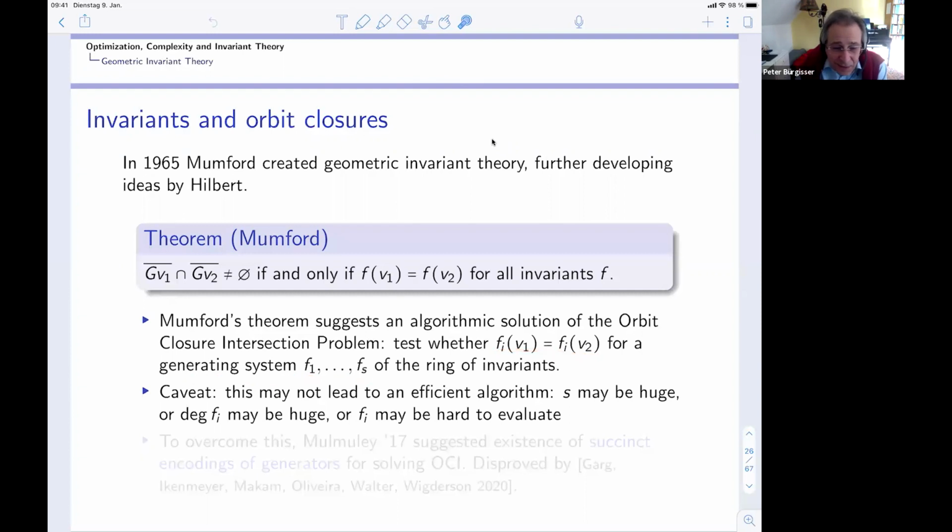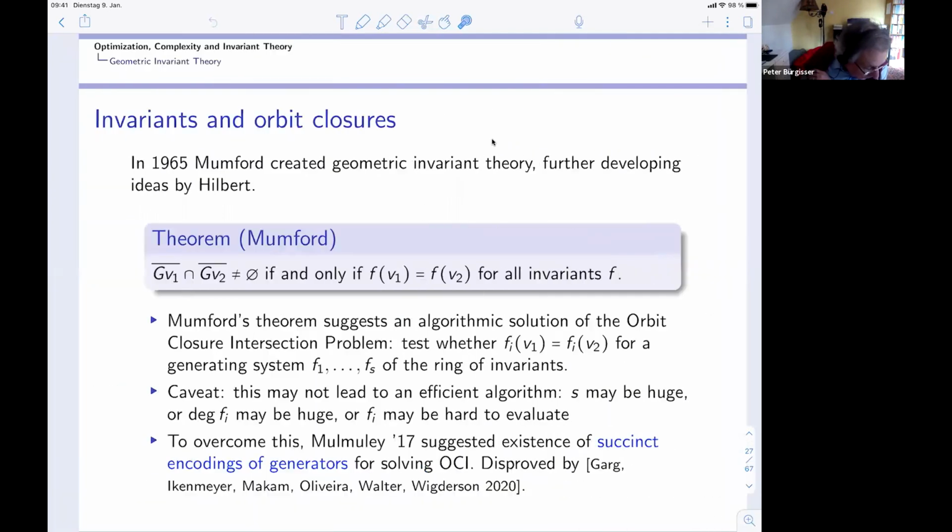I mean, there are many problems with this idea, okay? It may not lead to efficient algorithms. The number of invariants may be huge. We know in examples it can be huge. The degree may be huge. We know that it may happen. Or even if there are not many and the degree is not very high, it may be the case that you have some invariants that are just hard to evaluate, okay? So it doesn't look so easy.